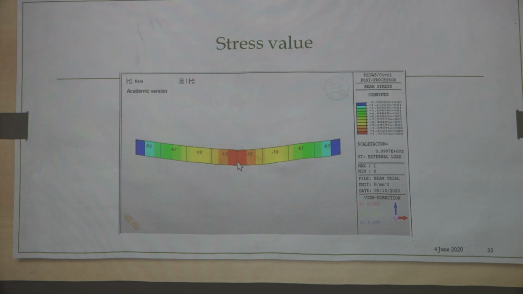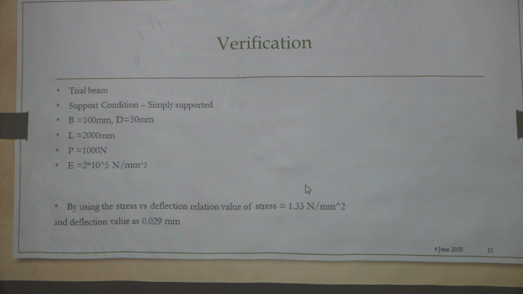We can see this particular maximum value shown by the red color, and if you look at this contour of the color code, then the maximum value we are going to get is 1.33. The similar value we got from this formula, 1.33 megapascal. Indirectly, by using only the deflection parameter, we are able to find out the stress in a particular member.